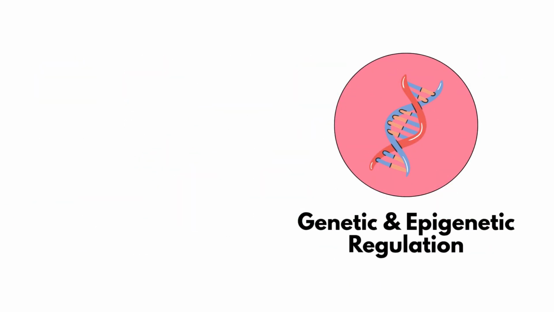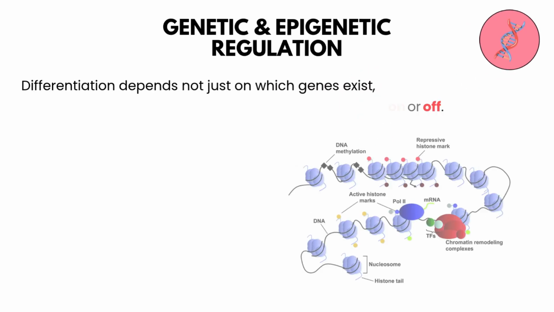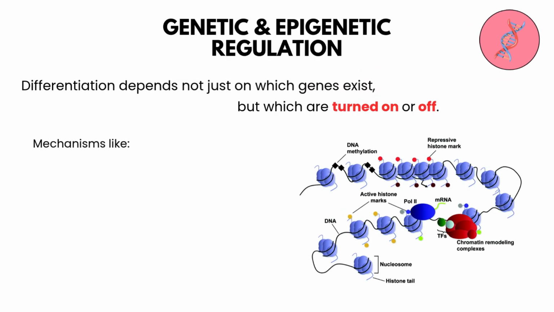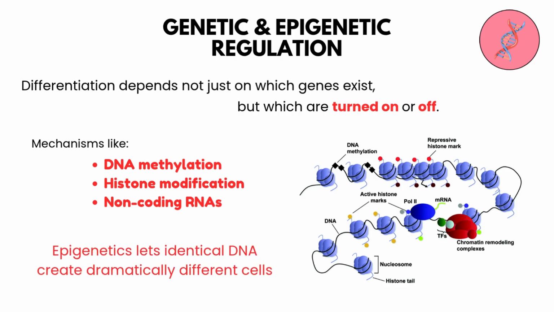Genetic and epigenetic regulation. Differentiation depends not just on which genes exist, but which are turned on or off. Mechanisms like DNA methylation, histone modification, and non-coding RNAs fine-tune gene expression. Epigenetics lets identical DNA create dramatically different cells. One of the MCAT's favorite conceptual twists.